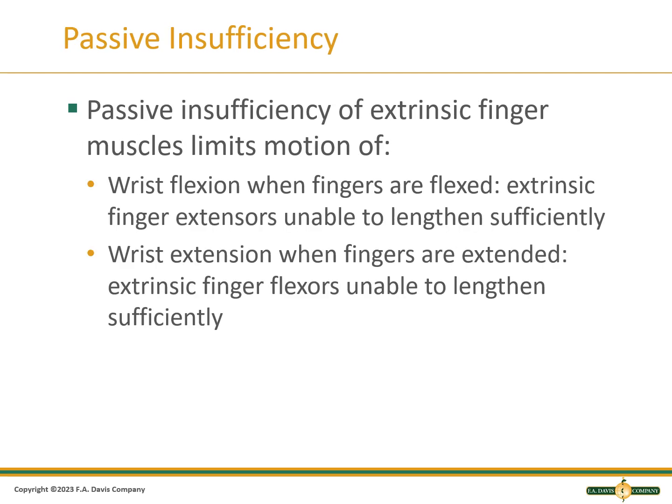For passive insufficiency, we see passive insufficiency of the extrinsic finger muscles that limit motion of wrist flexion when the fingers are flexed. So I get extrinsic finger extensors unable to lengthen sufficiently when my wrist is flexed, and that's a contributing factor to why I cannot fully flex my fingers in that position. And then for wrist extension, again, going back to the tension in my finger flexors, when my wrist is positioned in a fully extended position, the extrinsic finger flexors are unable to lengthen sufficiently, contributing to why it's difficult to straighten my fingers in a wrist extended position.